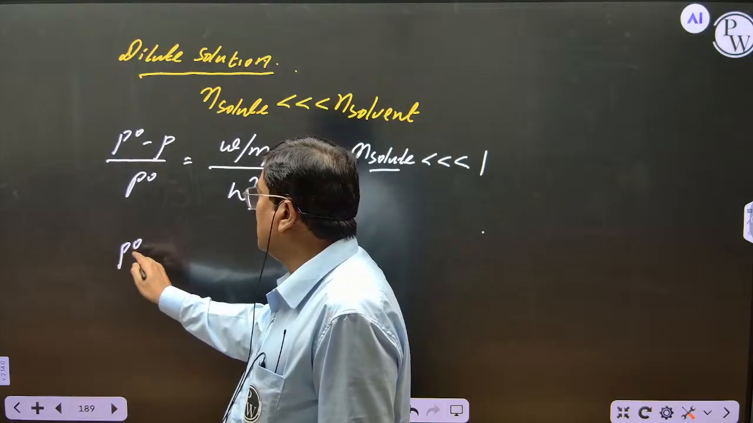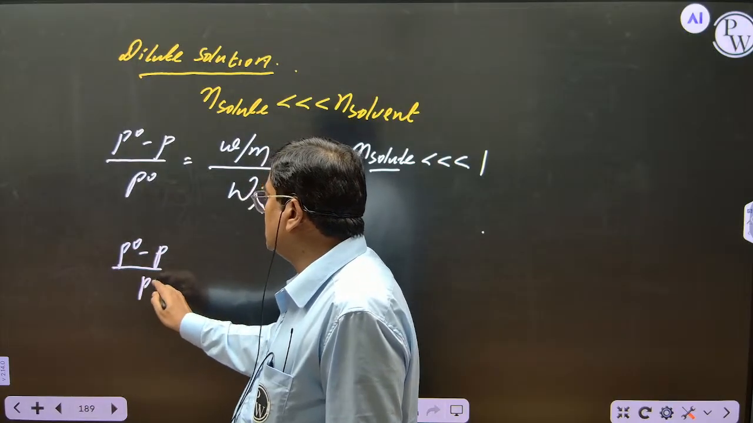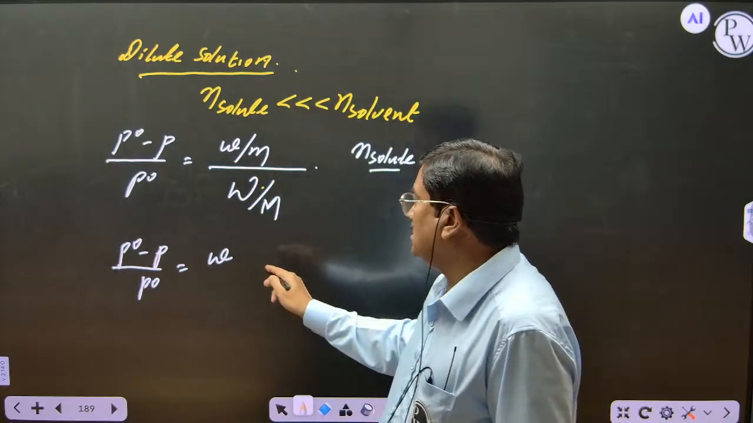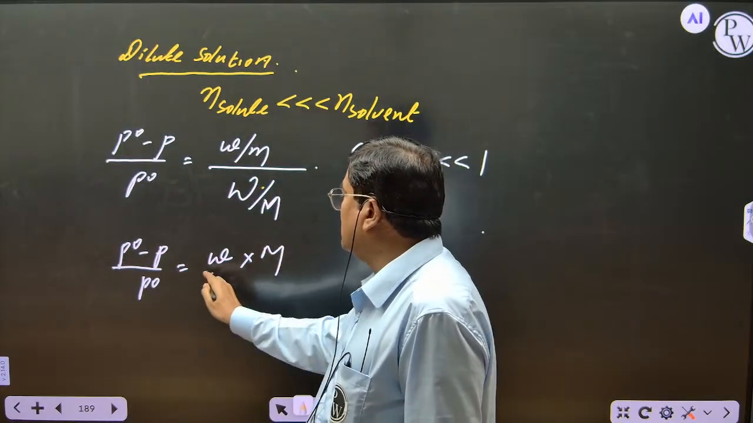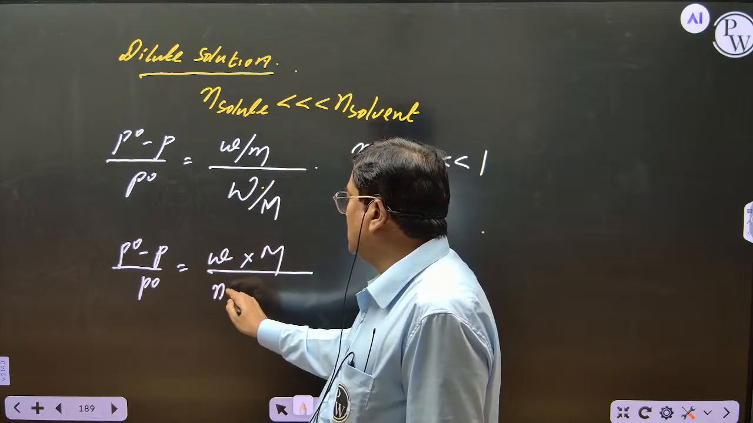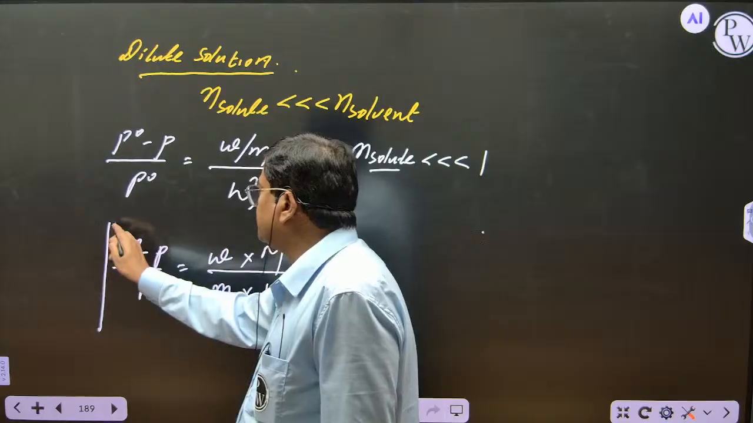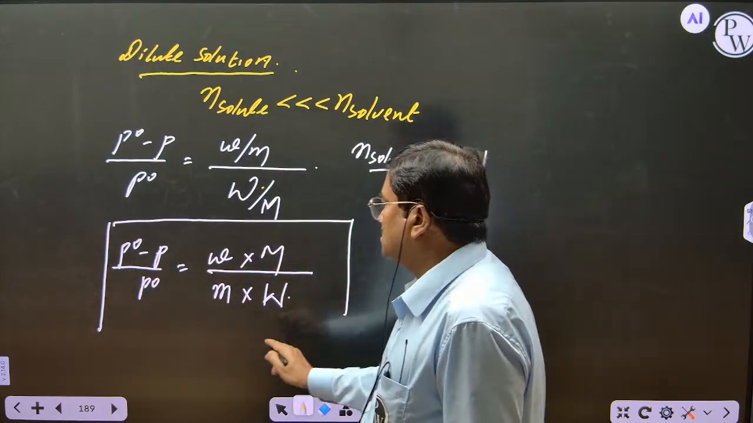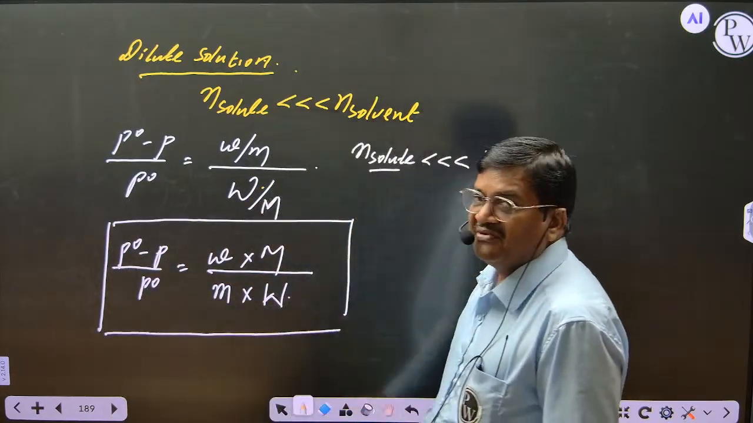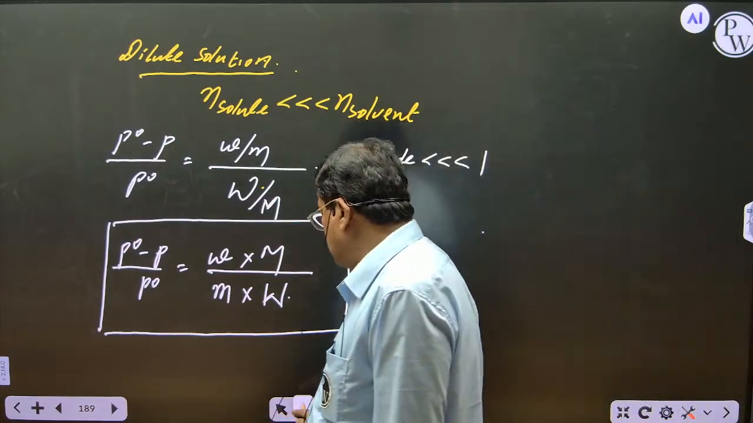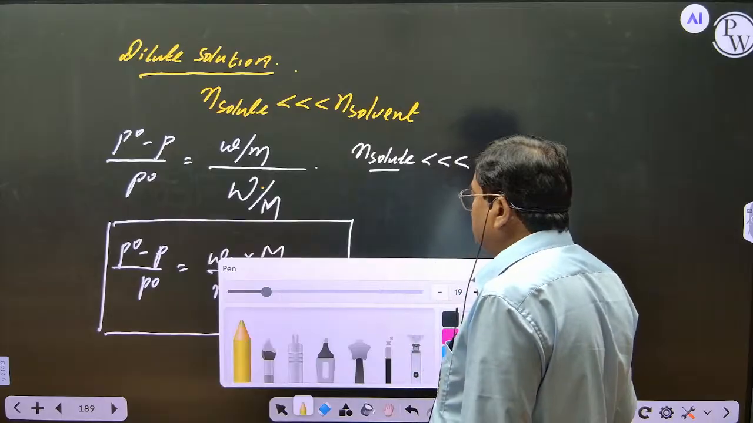P naught minus P by P naught is equal to small w, and capital M goes to the numerator. Then capital M by small m into capital W. This is the simplified Raoult's law. This relation we call simplified. Why? We are assuming the solution to be dilute. Right, here, this is the simplified Raoult's law.